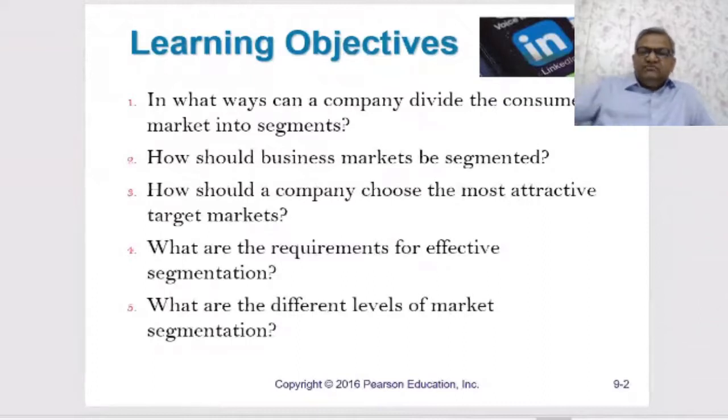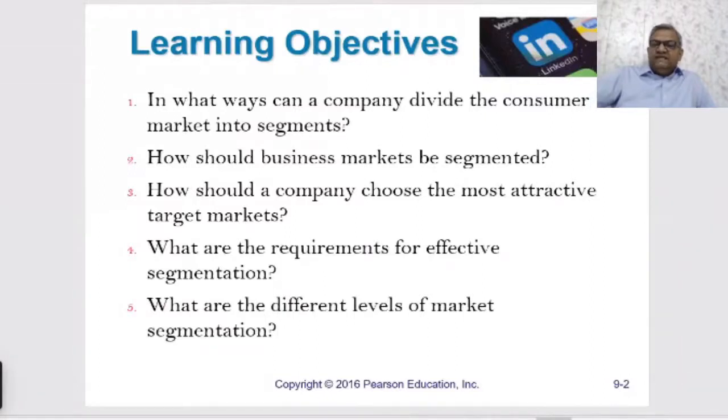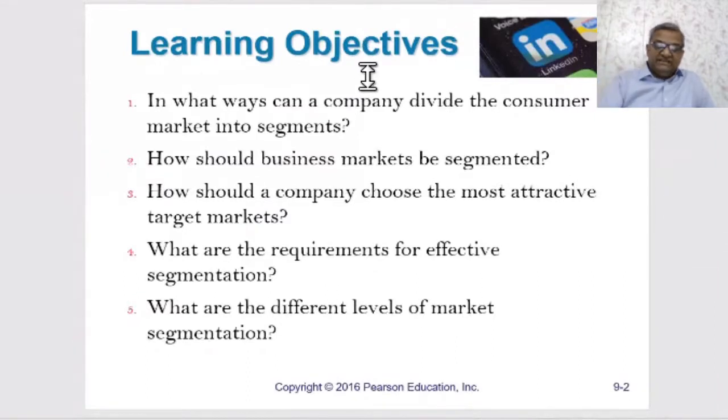So looking at the learning objectives, we want to see how companies divide consumer markets into different segments, how business markets must be segmented. So consumer markets need to be segmented differently, business markets need to be segmented differently, government markets need to be segmented another way. Which exactly happens to be the most attractive target market, how the company should choose that, and what exactly is the requirement for effective segmentation, and the different levels of segmentation that exist.